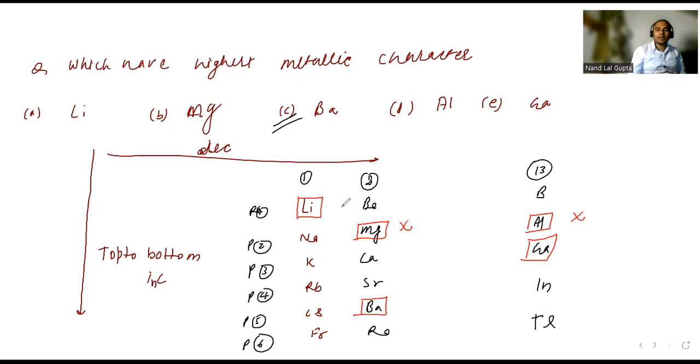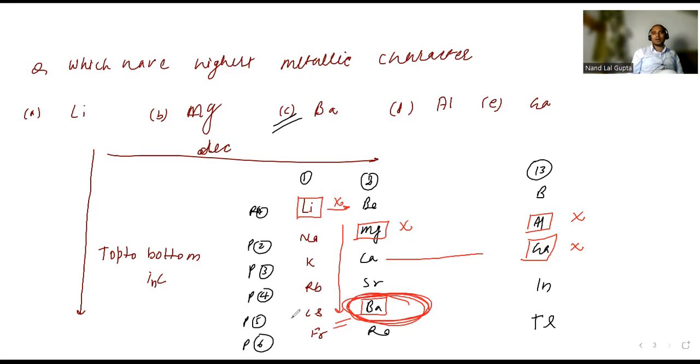Left to right decreasing means this cannot be answered, because if you go this one, you see this period, this is also not possible. And if you are going left to right, and top to bottom increasing, it is on the top, so it cannot be answered. Yes or no? If you are going down the group, the downmost is barium. Yes or no? Down the group is barium. So this will be our answer, or without confusion, you can write this one.